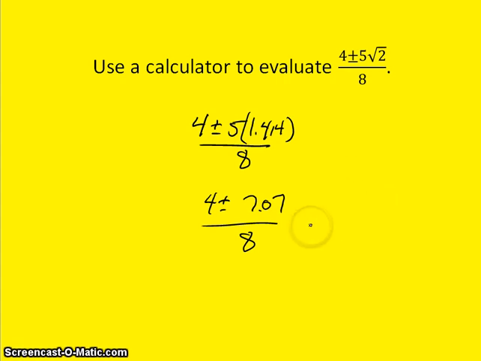So my answers are 1.38, or now I have to subtract 4 minus 7.07, and then divide that number by 8. I get negative 0.38.